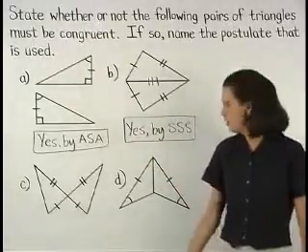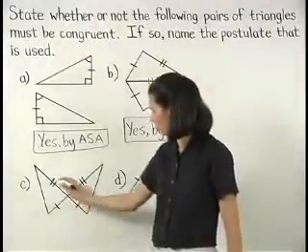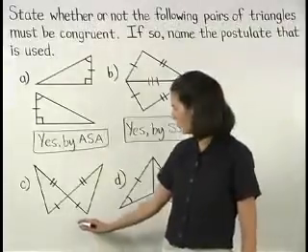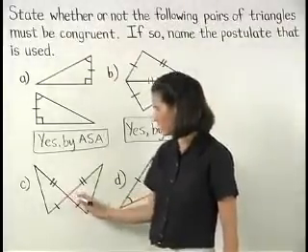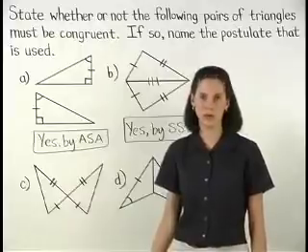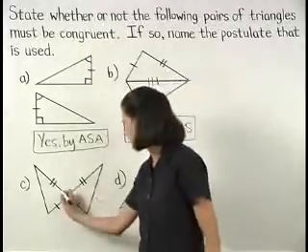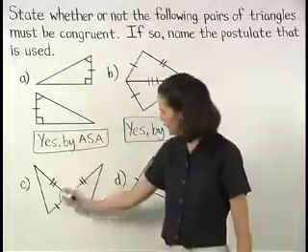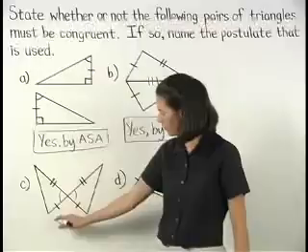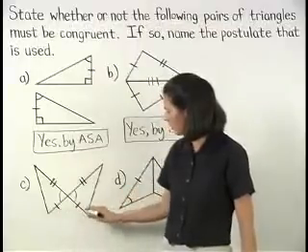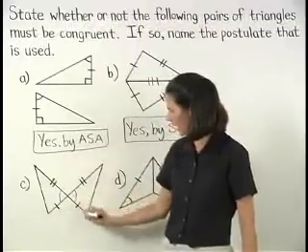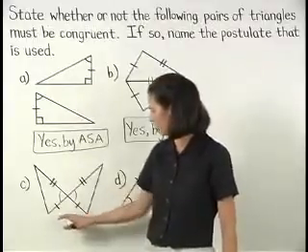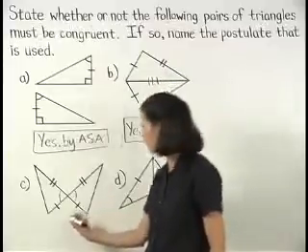In Part C, we only have two pairs of corresponding sides that are marked as congruent. But notice that we have a pair of vertical angles in the diagram, and we know that vertical angles are congruent. Since we now have two sides and the included angle of one triangle congruent to two sides and the included angle of a second triangle, we can say that these triangles are congruent by side, angle, side.